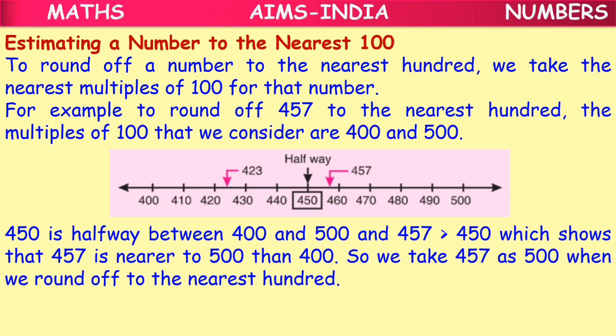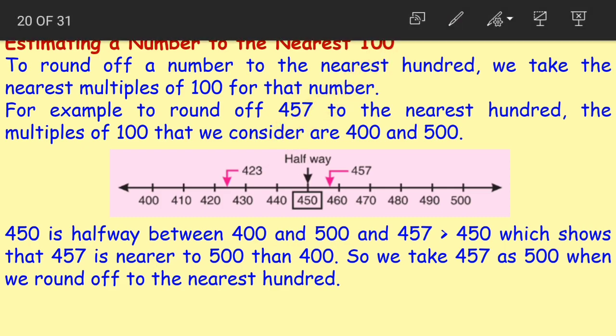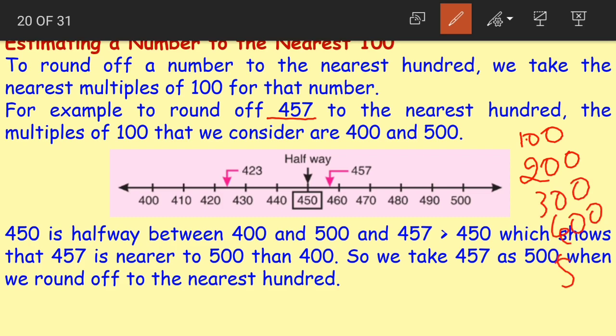Did you understand this, students? We are estimating the given number, which is 457, to the nearest 100. This is 457. It is not a perfect 100. What will the perfect 100 become? 100, 200, 300, 400, 500 and so on, right? The multiples of 100. The given number should be represented as a multiple of 100.